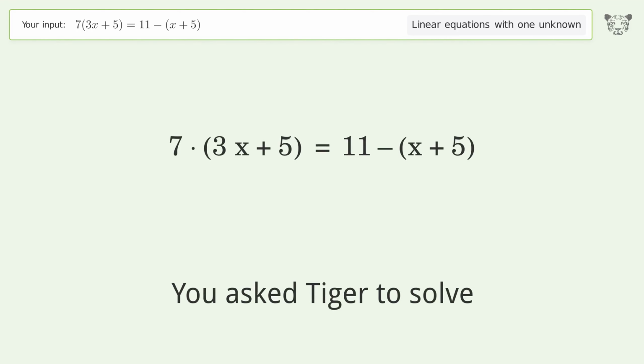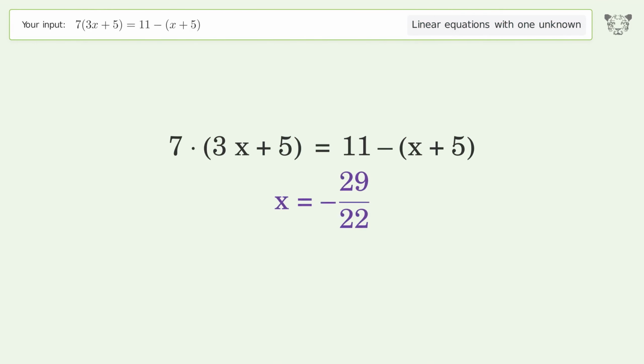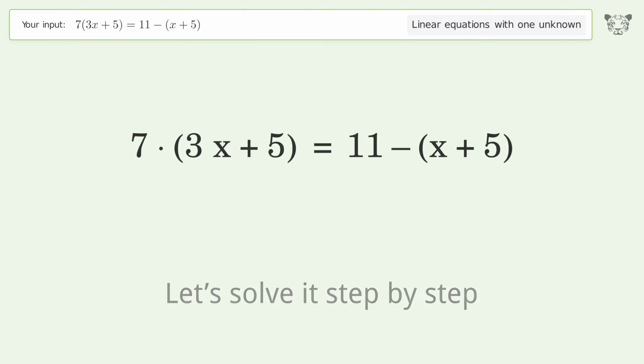You ask Tiger to solve. This deals with linear equations with one unknown. The final result is x equals -29/22. Let's solve it step by step.